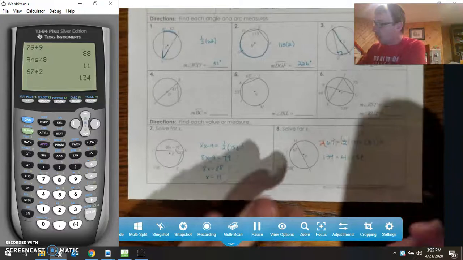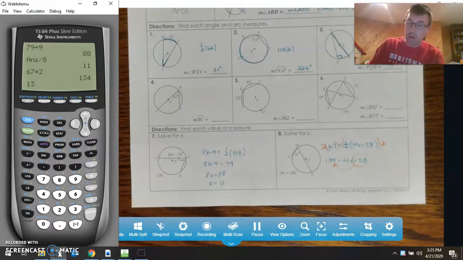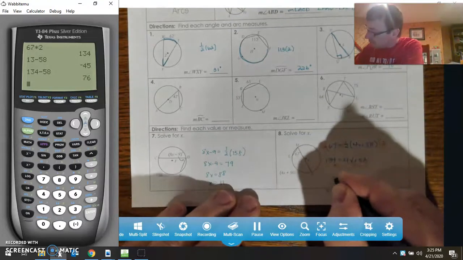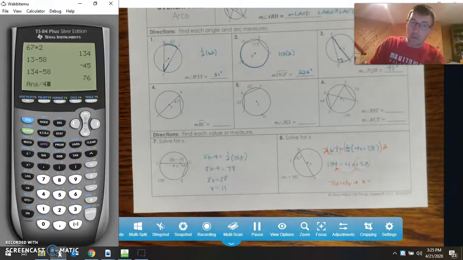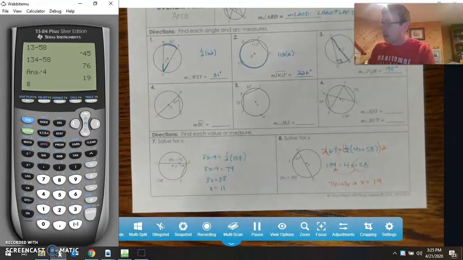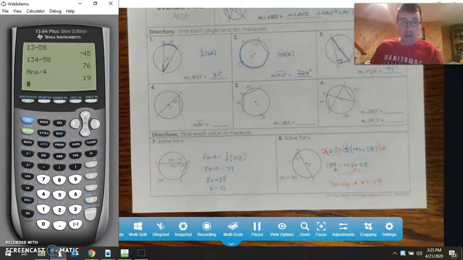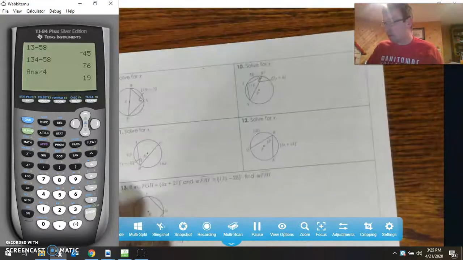Okay, I'm going to subtract 58 from both sides. So 134 minus 58 will be 76. Divide 76 by 4 will be 19. X will be 19. Now again, you just have to remember the intercepted arc is twice the inscribed angle, and the inscribed angle is half the intercepted arc. Okay? I'll flip it over to the other side.